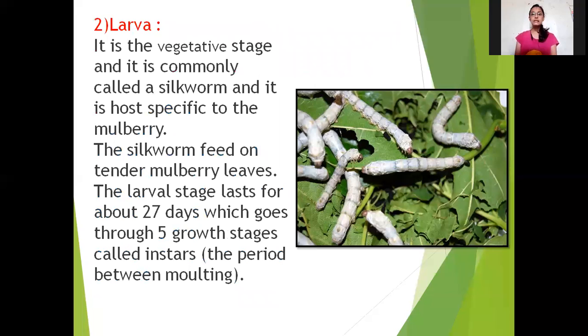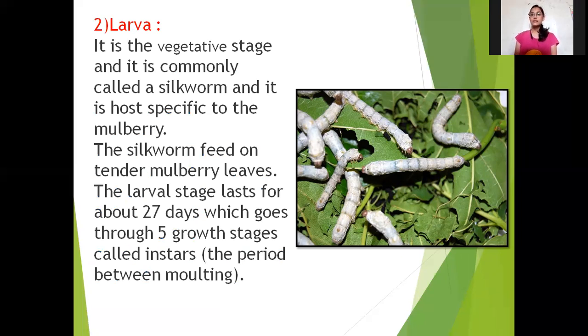It's the larva stage. It is the vegetative state and is commonly called a silkworm, and its host is specific to the mulberry. The silkworm feeds on the tender mulberry leaves. The larva stage lasts for 27 days, which goes through 5 growth stages called instars, the period between molting.